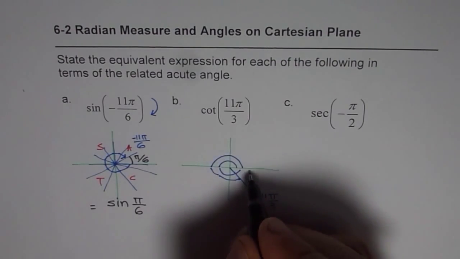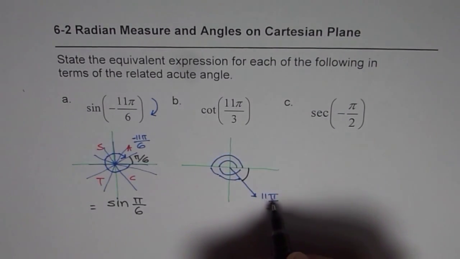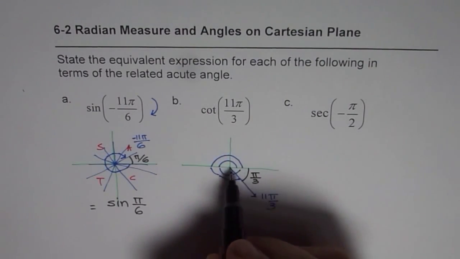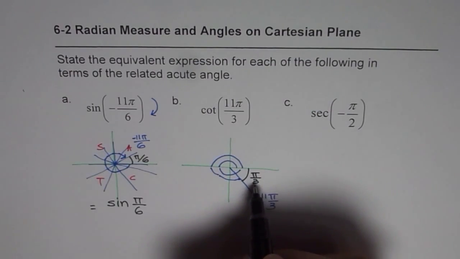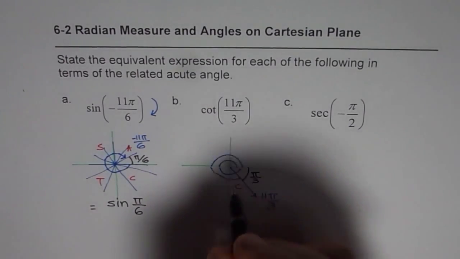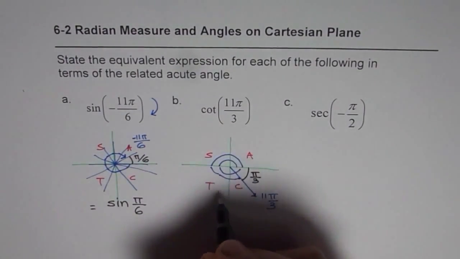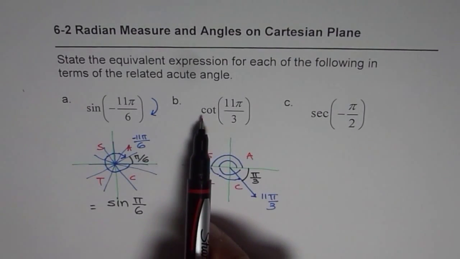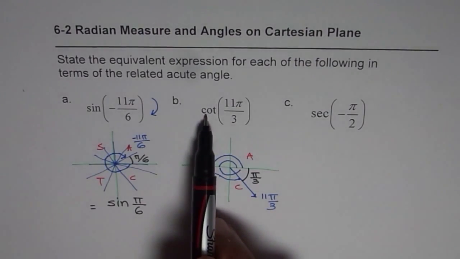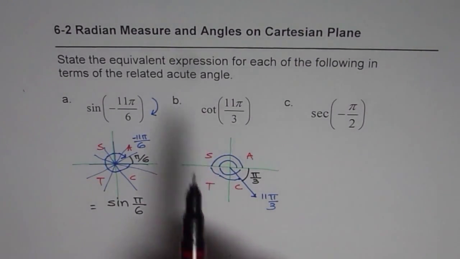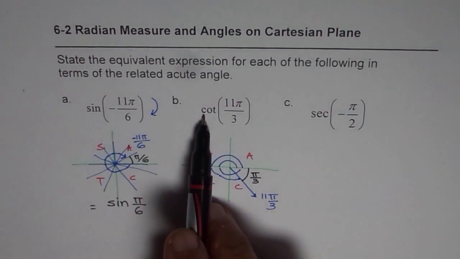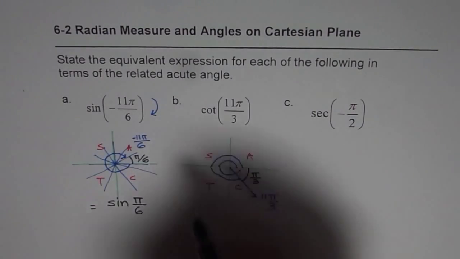Here the related acute angle is alpha equals pi by 3. So it is pi by 3 less than the full circle, right? Do you see that? Acute angle is pi by 3. Now, as per the CAST rule, we are considering primary trigonometric ratios. Cotangent is the reciprocal of tangent. So if tan is positive, cotangent is positive. If tan is negative, cotangent will be negative. Since you are in quadrant 4, tan is negative, therefore cotangent will be negative, right?